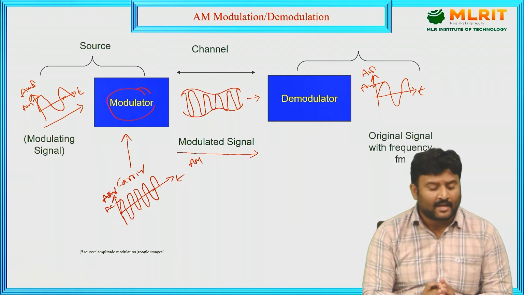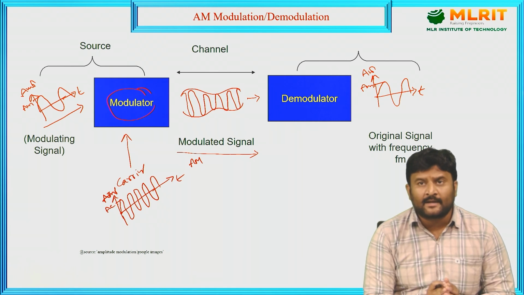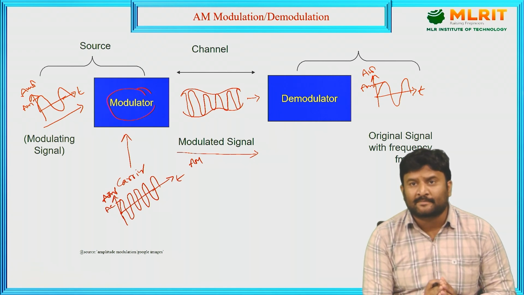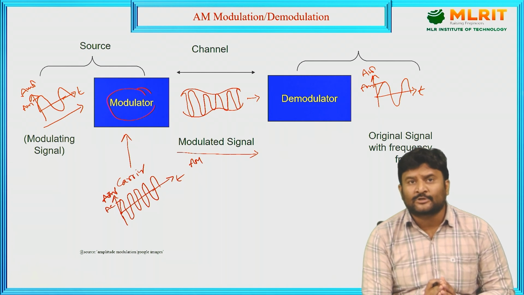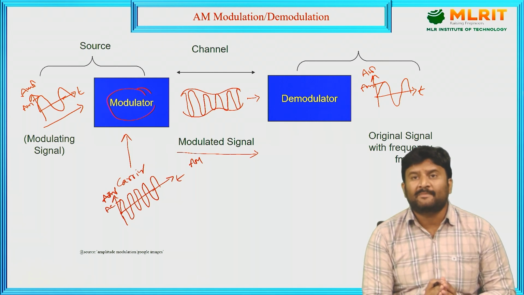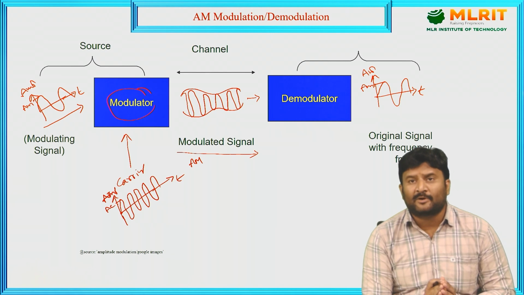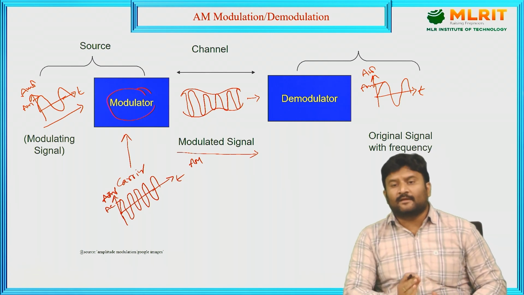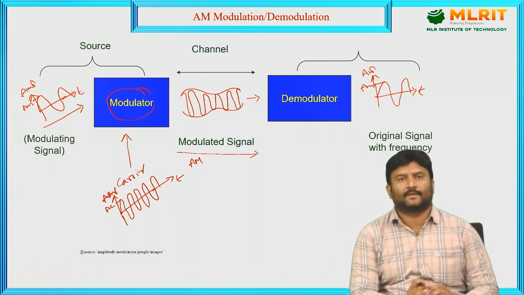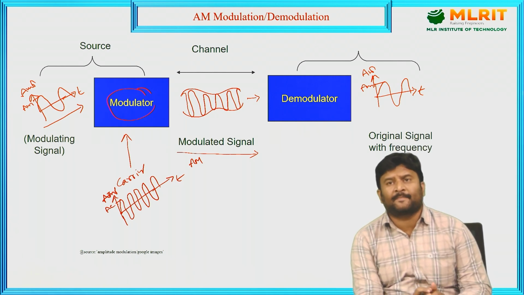Simply observe here, I am giving at the modulation side the message signal and carrier signal, both signals applied to the modulator block. Then the output of the modulator should be the AM modulated signal, because only amplitude is varying. As per the definition, it is known as amplitude modulated signal. Then I give this as input to the demodulator block. Then the output of the demodulator should be the original signal with frequency fm. Original signal. Therefore, this is the complete AM operation.